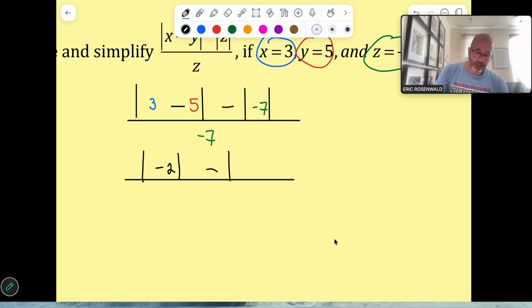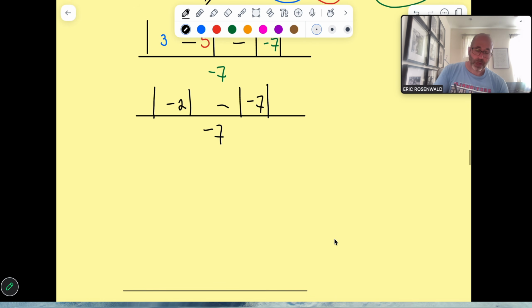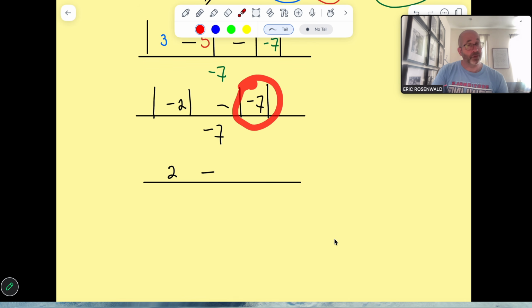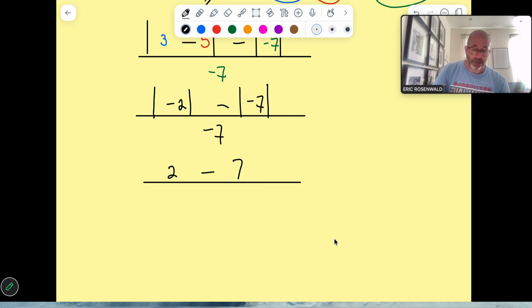Then we have absolute value of -2 minus absolute value of -7 over -7. I'm just going to do one thing at a time here. The absolute value of -2, remember, this right here says, how far is -2 from 0? It's 2 units away, so it's a positive answer. The next part says, how far away is -7 from 0? It's 7 units away. It's always going to be a positive value.